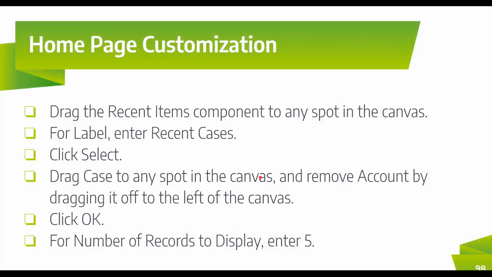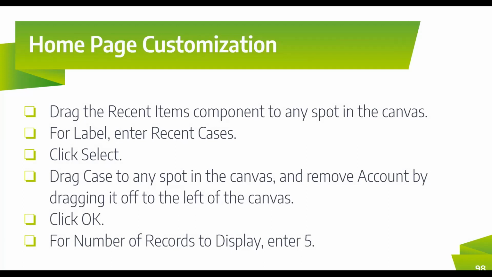After clicking on the next button, it'll take you to the next page, and then you have to select the standard home page. Then it'll take you to the page where, on the right hand side, you have a canvas, and on the left hand side, you have components. You can drag and drop all your components, and then you have to activate it, right?